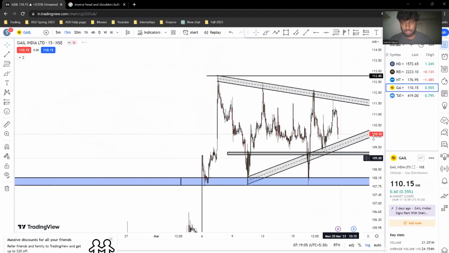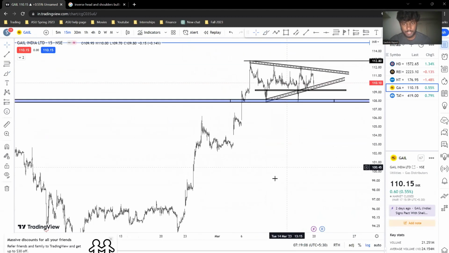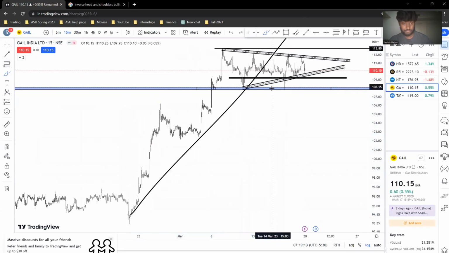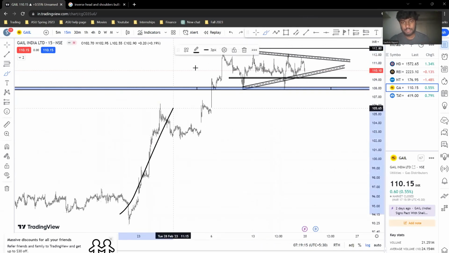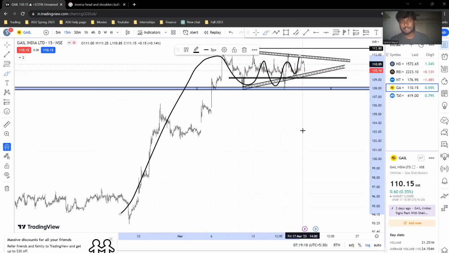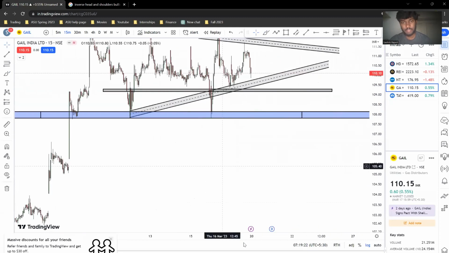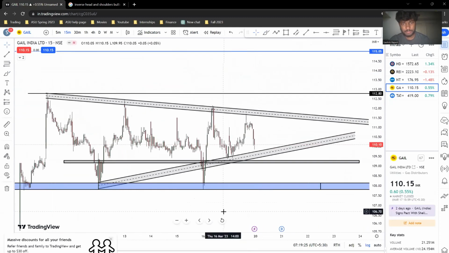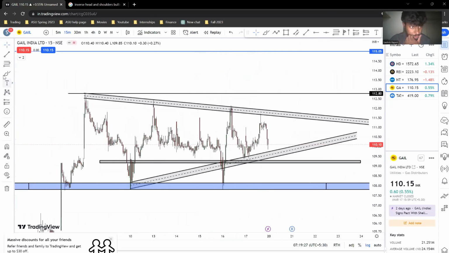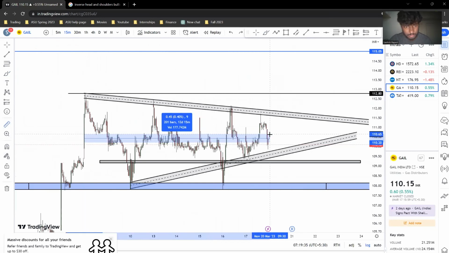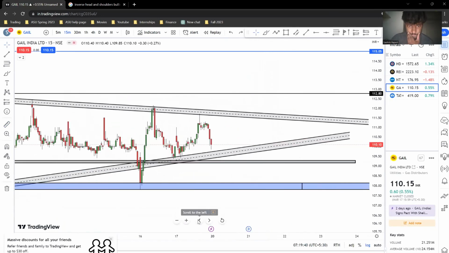GAIL. All right, GAIL. If you guys see, GAIL has been in a very big uptrend, and right now it's consolidating. So there has to be a slight breather for it. It has to come down or go up, whatever. It's been consolidating for almost 12 days. So there has to be a move soon.